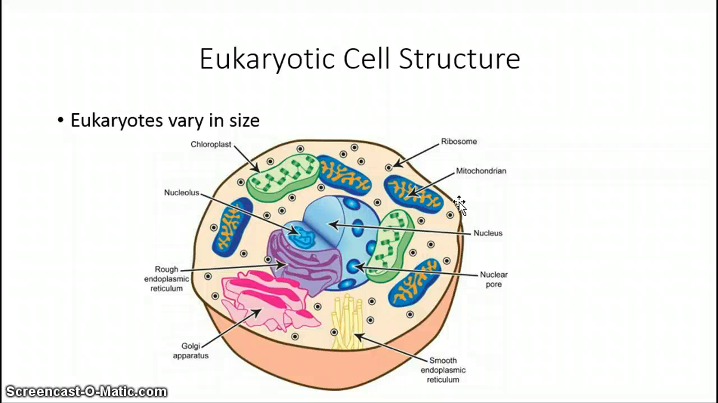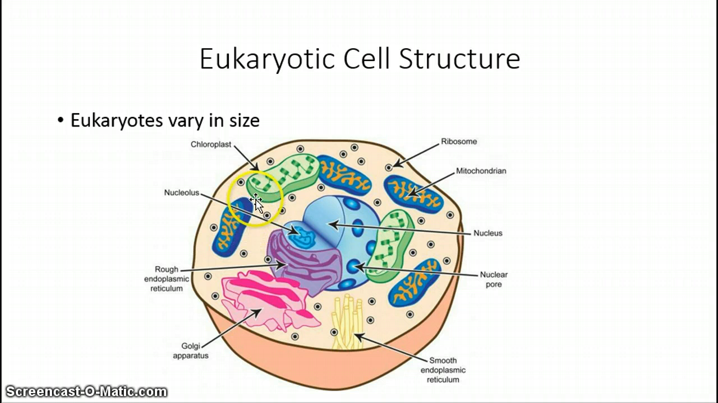So the next thing is these black dots here, and they are called free ribosomes. The free ribosomes synthesize protein, releasing it to work in the cytoplasm.